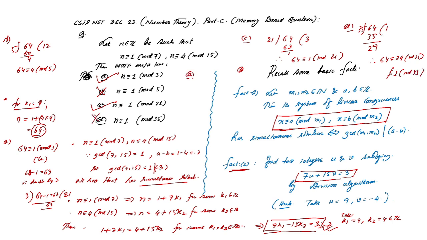So here option A and option C are true. Options B and D are false. So these are the true options.